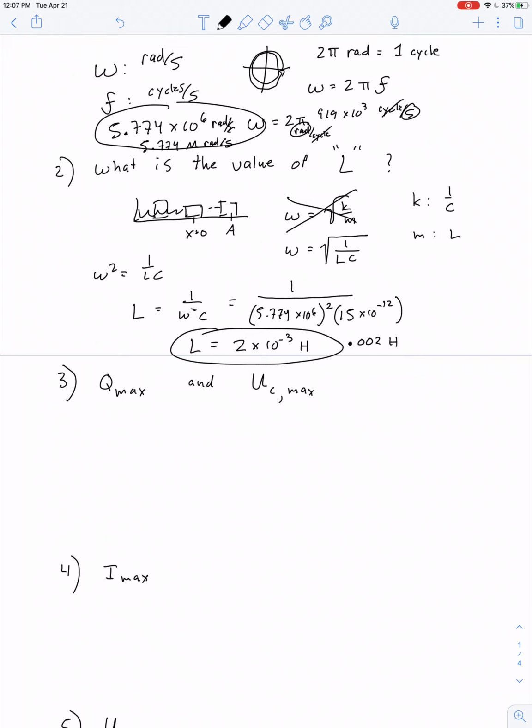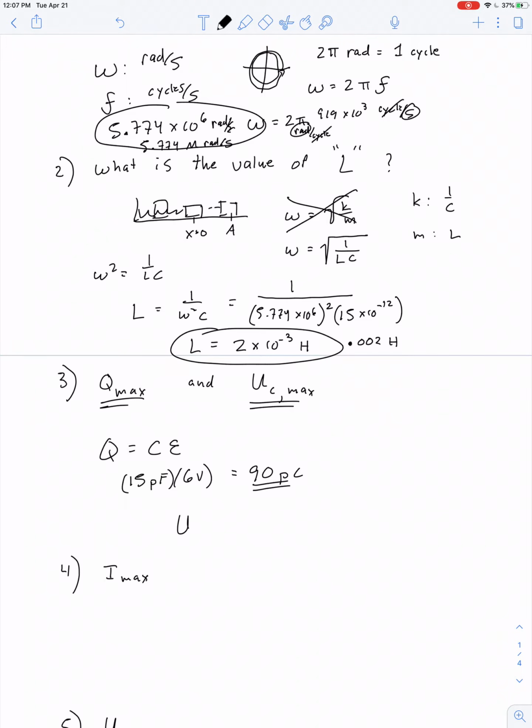So far so good. What's the maximum charge on the capacitor, and what's the maximum amount of potential energy stored in the capacitor? Well, this should be easy. The maximum amount of charge is just capacitance times EMF. So this is 15 picofarads times 6 volts, which gives us 90 picocoulombs.